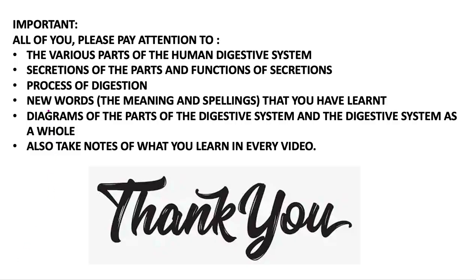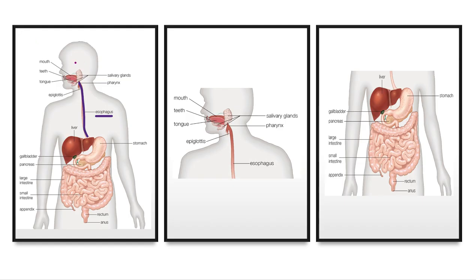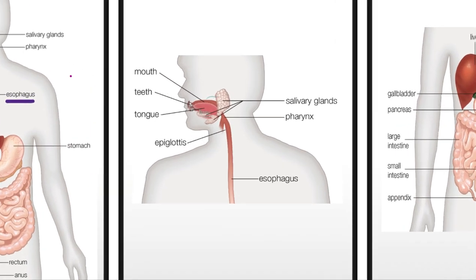You should know the new words, the meaning and the spellings that you have learned. Then you should be able to draw the diagrams of the parts and of the digestive system. Just in case you want to practice, you should be able to draw this structure right over here. So this is the digestive system which you can practice drawing. This is what I want you to draw.